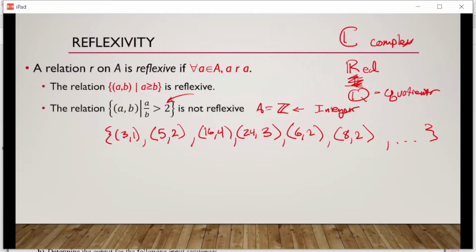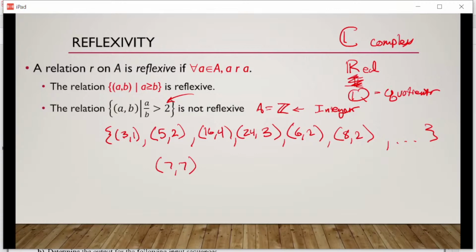Let me just point out, they don't have to end up with integers. For example, 5 over 2. 5 is related to 2 because 5 over 2, 2.5, is bigger than 2. Okay, so that relation is not reflexive, and the reason is that no number is related to itself. Is 7 related to 7? No, it's not, because 7 over 7 is not greater than 2. So you have a relationship there, not reflexive.